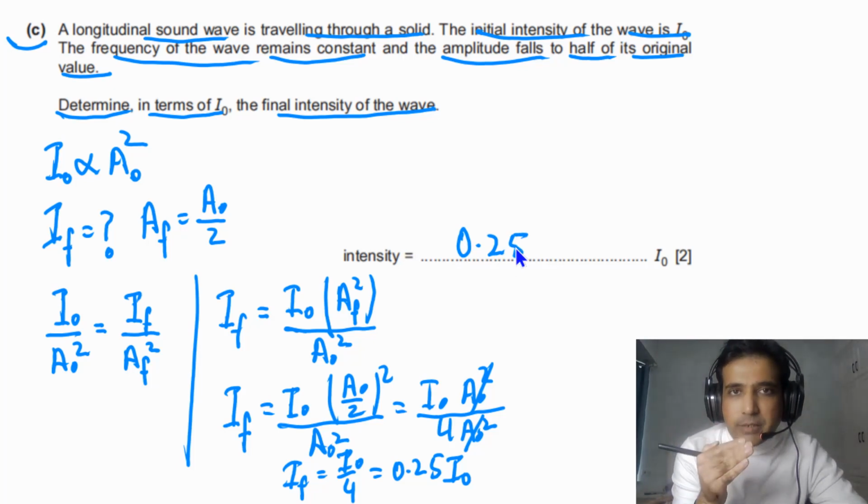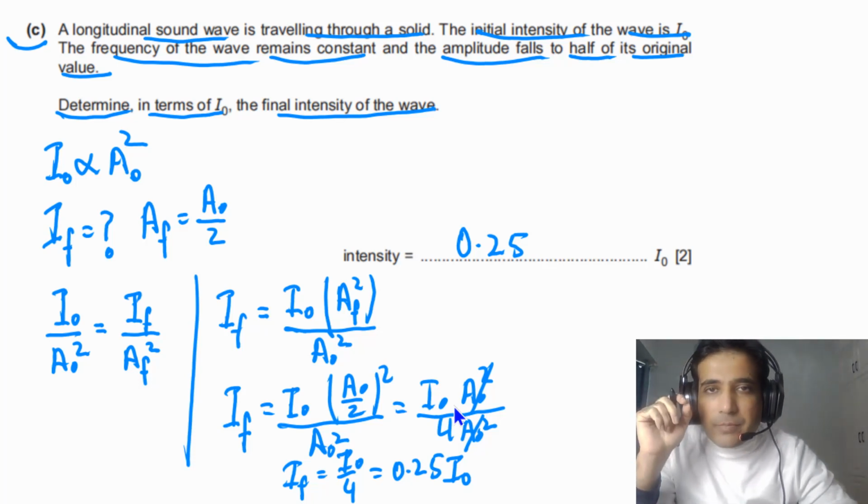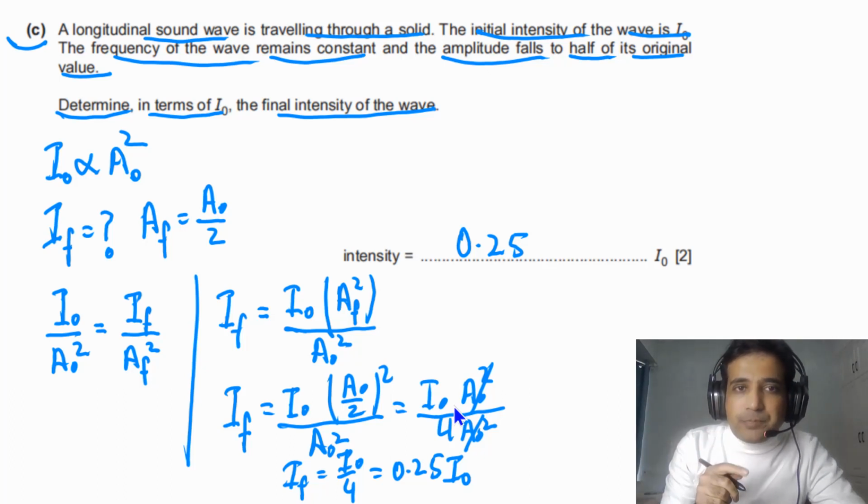If I look at this question, amplitude becomes half, so the intensity has to be 1/4. So directly you can find the answer. But this is a systematic approach you can use to answer this question. It's better in your exam to write down all the steps. Even if your answer is wrong, still you will get some marks. So in your final exam, always write down all the steps.